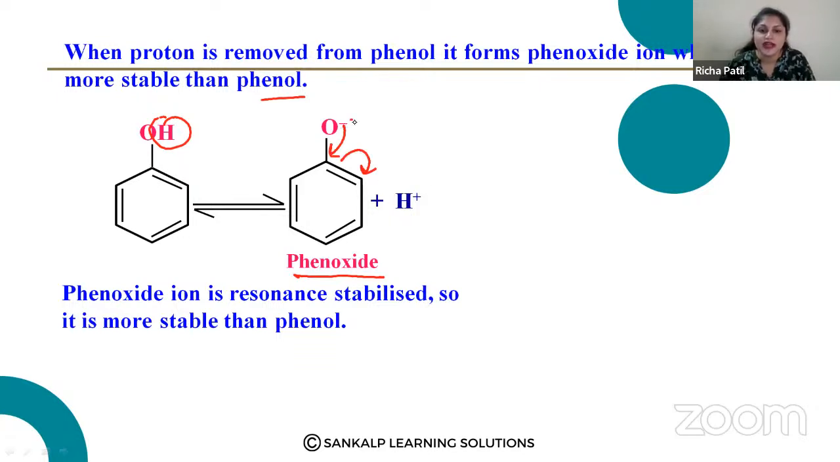Okay, so this phenoxide ion is having a negative charge. This negative charge is stabilized by the benzene ring. So phenoxide ion is resonance stabilized. Okay, it is resonance stabilized, so it is more stable than your phenol. So remember this. Whenever you remove the proton from phenol, the phenoxide ion which is obtained is more stable. Why is it more stable? Because the negative charge on the oxygen atom is stabilized by resonance of the benzene. So the negative charge is carried forward across the benzene.